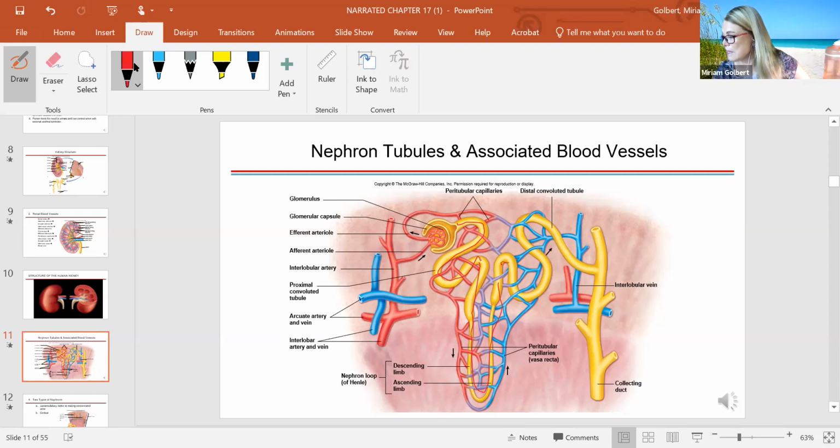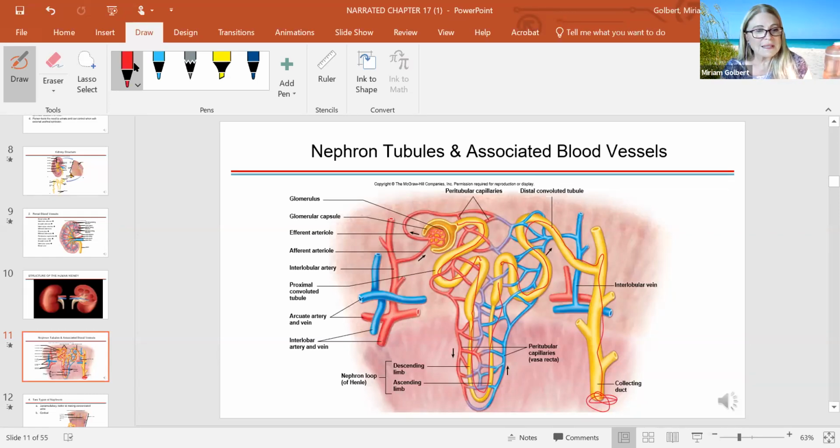And then we end up in the final portion, which is this distal convoluted tubule. Distal because it's away from the glomerulus, and convoluted because it's twisted. And then we end up in the collecting duct. And finally, at the end here is when we collect the urine.